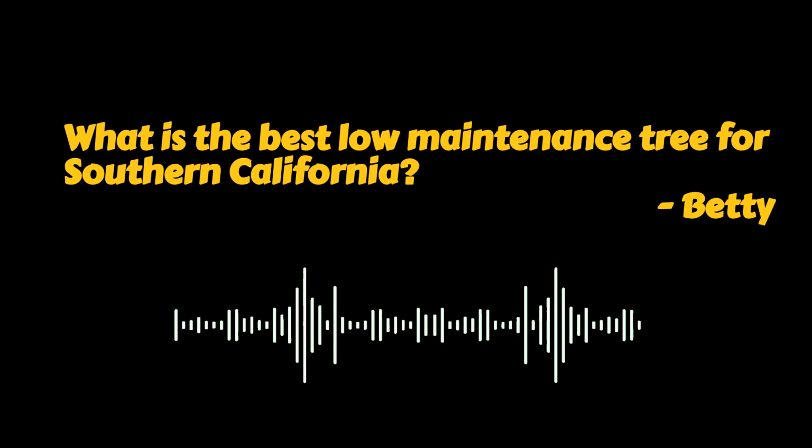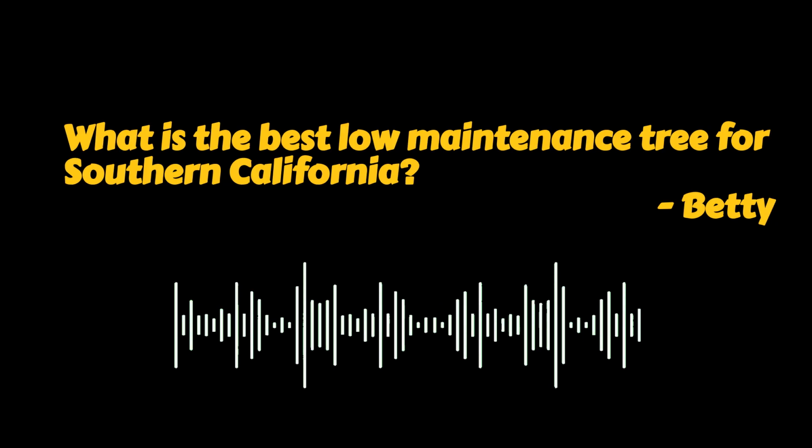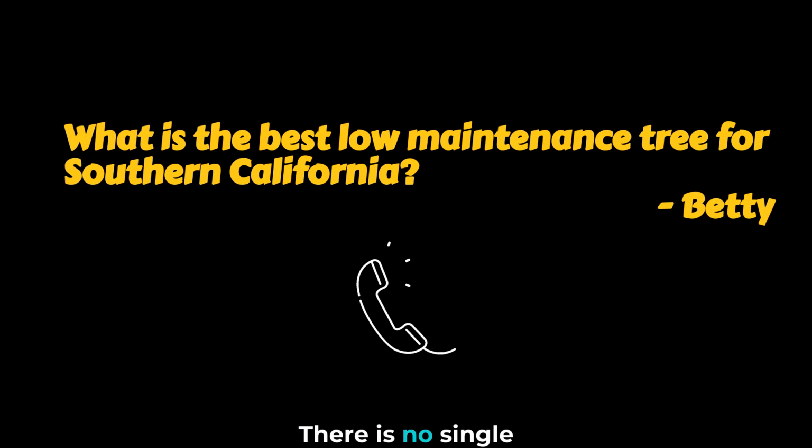Hello, my question is, what is the best low-maintenance tree for Southern California? There is no single low-maintenance tree, but species that tend to require fewer long-term interventions often share traits like drought tolerance, moderate mature size, and stable structure. Examples include olive trees, podocarpus, and some native oaks depending on site conditions. Low maintenance doesn't mean no maintenance, it means fewer conflicts between the tree and its environment over time.